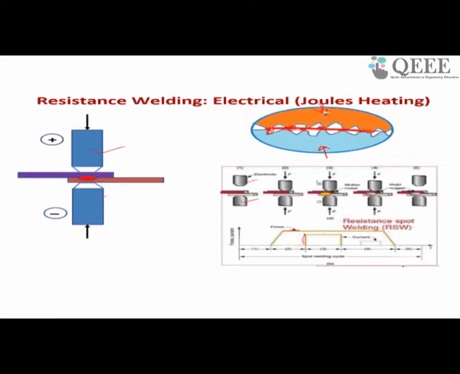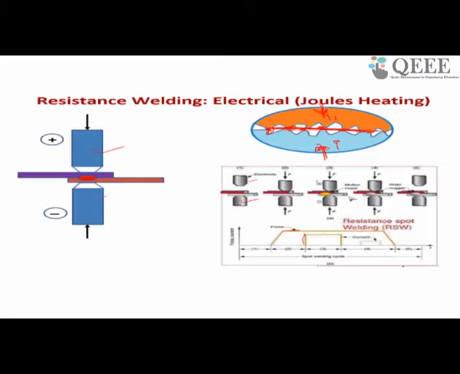When something is melted, what will the force do further? It will bring the top part down and move the bottom part up, so the other parts will also come in contact with each other. And since the whole thing is happening under force, you will not get any porosity in a resistance welded material. So it will be porosity free.